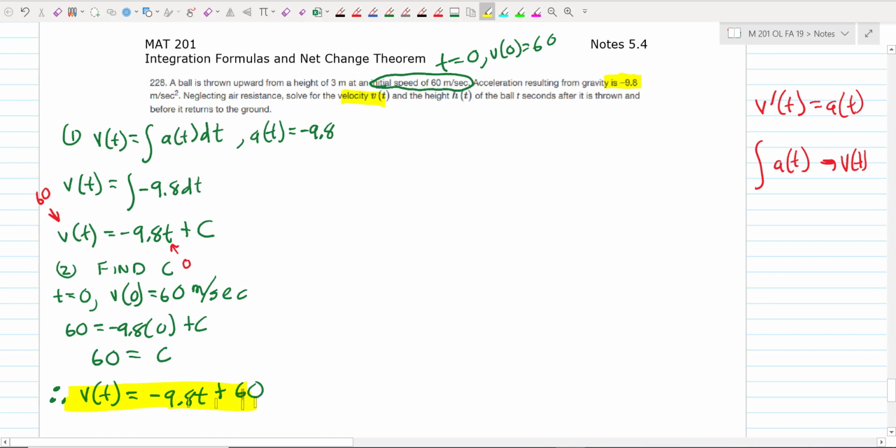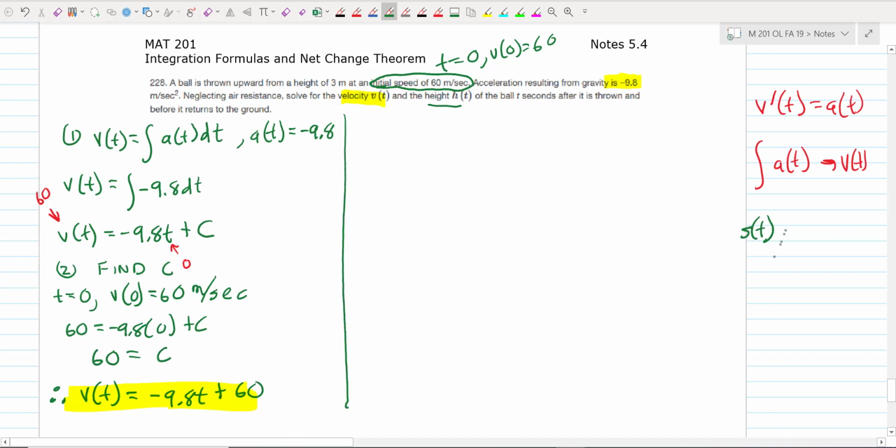That's an initial value problem. It can be thought of as doing an antiderivative, but you're given an initial condition that allows you to find c. Now the second part of this problem says we want to find the height. The height can be thought of as s of t. s of t is a displacement, so you can think of that as a height.